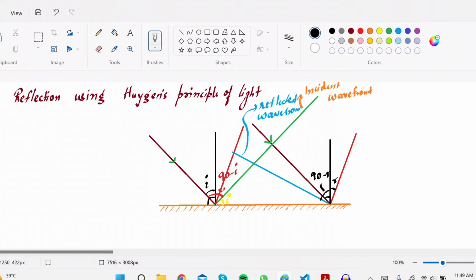But we know that this complete angle here is 90 degree. So what will be this angle? This will be R. I hope this is clear. Okay. This is your ray diagram. Once you have drawn the ray diagram, everything is done.